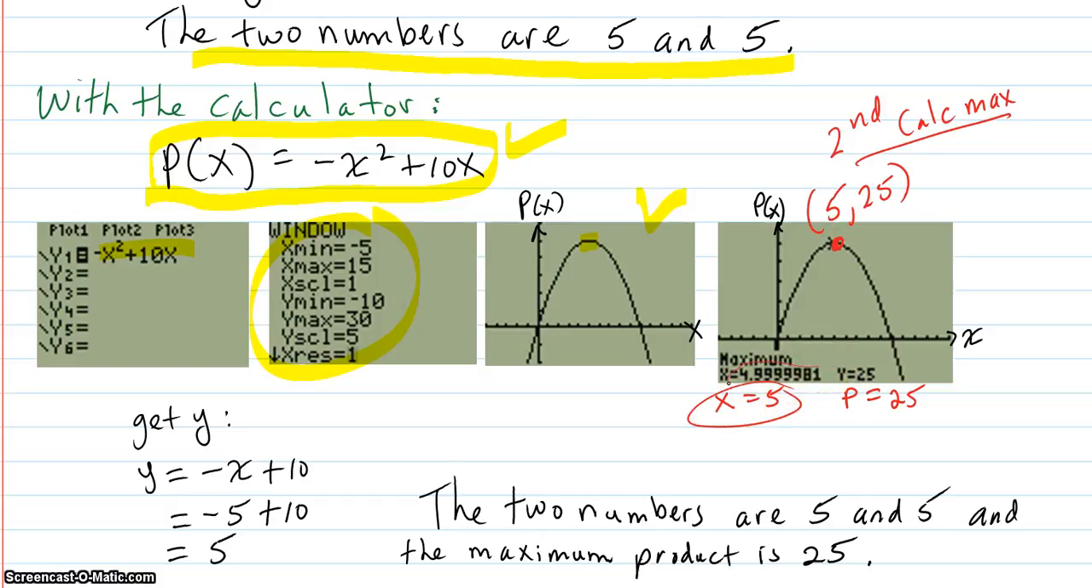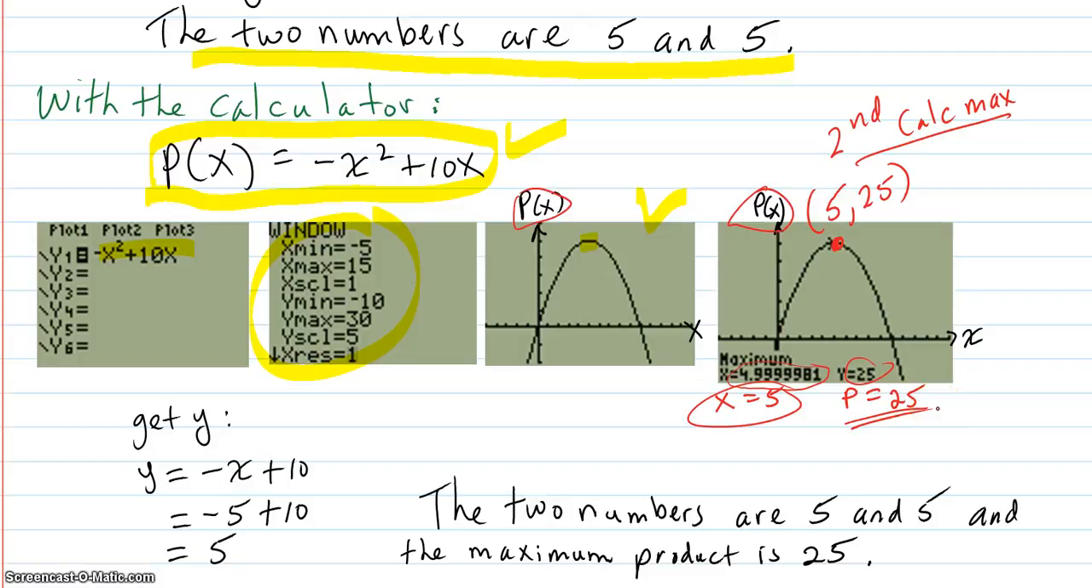Second calc max gives you this point right here, and as you can see that it's 5. This number, remember, it's a numerical method, approximation method is being used to find that point, but we know that it's 5. It's rounding off to 5, and the p is going to be 25 right there. It says y, but that's not the same y. That's only because we're working in the calculator and they call all the vertical axis y.